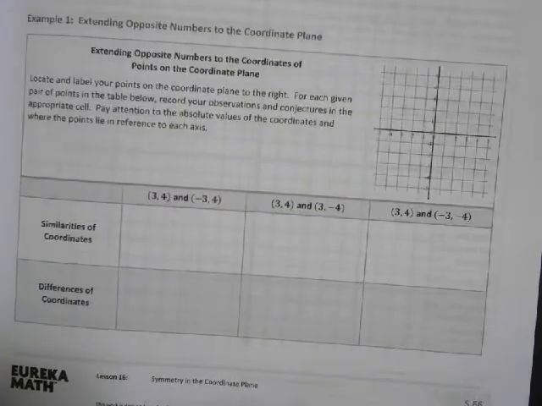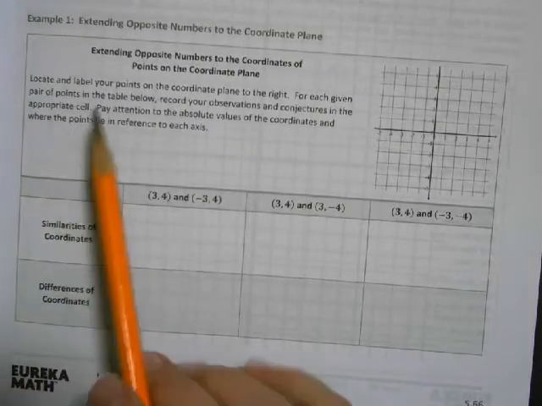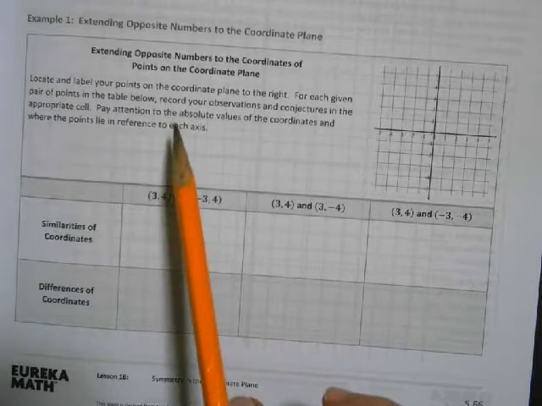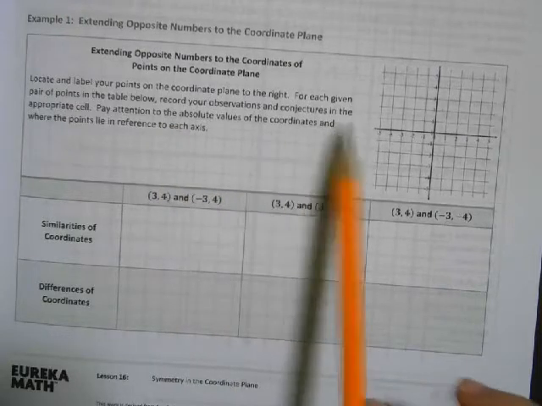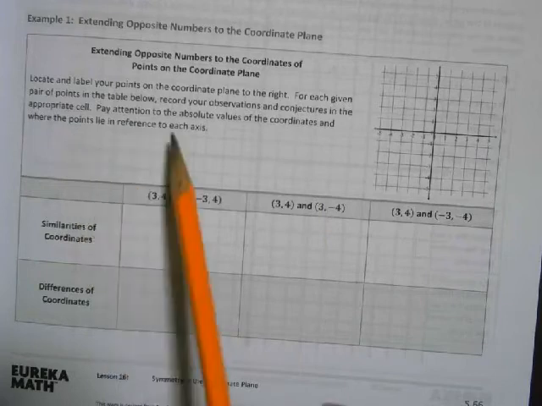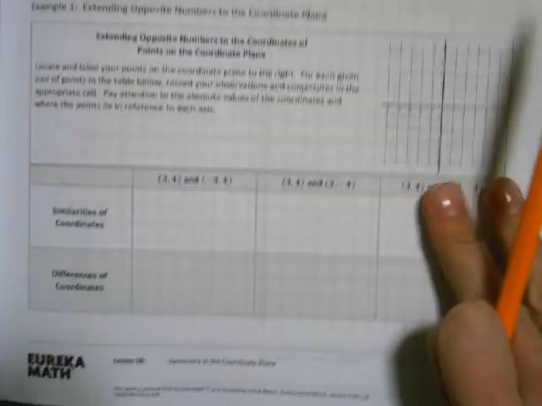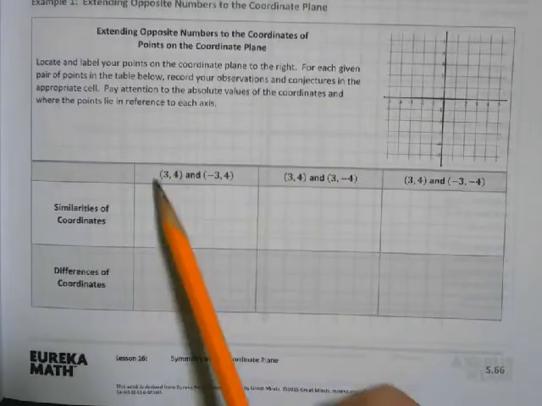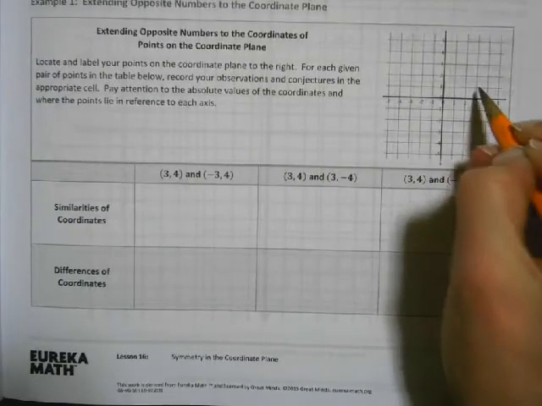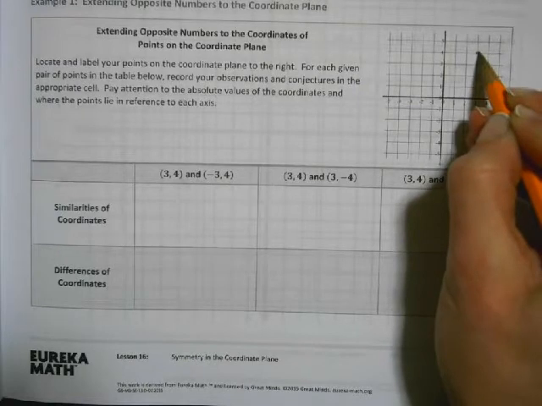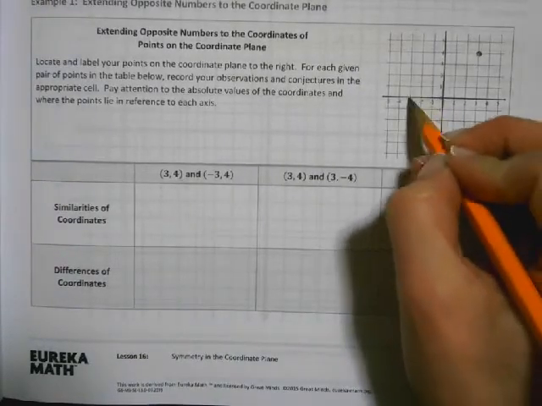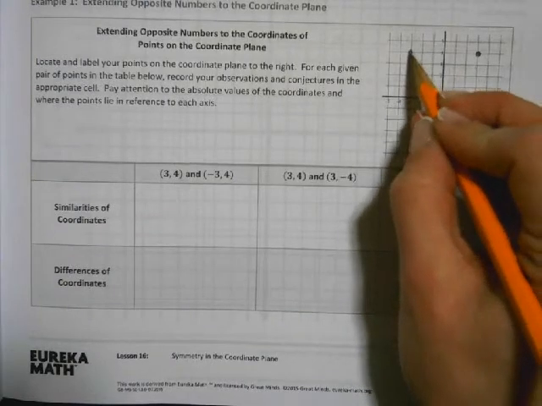Locate and label your points on the coordinate plane to the right for each given pair of points in the table below. Record your observations in the appropriate cell. Pay attention to the absolute value of the coordinates and where the points lie in reference to each axis. So, first point, 3, 4. Start here. 1, 2, 3. 1, 2, 3, 4. And -3, 4. So 1, 2, 3. 1, 2, 3, 4.